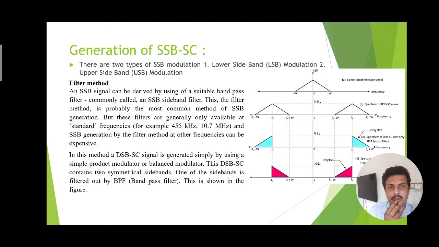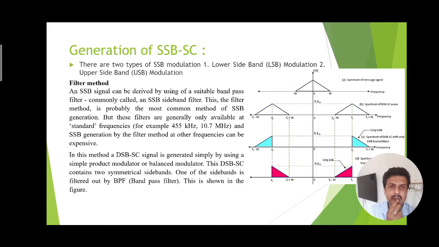Using the blue spectrum, it is showing the upper sideband has been filtered out for transmission, and by the red spectrum it is showing that the lower sideband has been filtered out for the transmission. For this center frequency, commercially 455 kHz and 10.7 MHz are available. But if we go for other frequencies, the expense will be more, because the utilization is less in other frequencies.